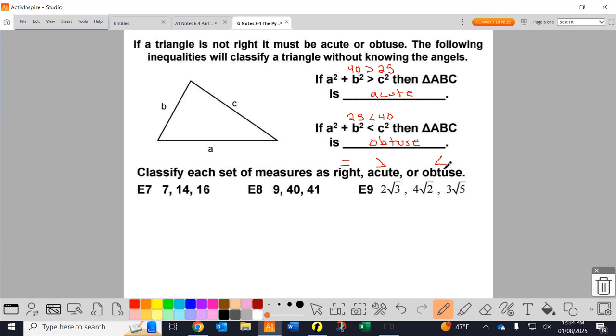Anything before we do the problems? Okay, guys, it's just 3 more Pythagorean theorem problems. All we have to decide is whether they're acute, obtuse, or right. So here we go. 7 squared plus 14 squared equals 16 squared.